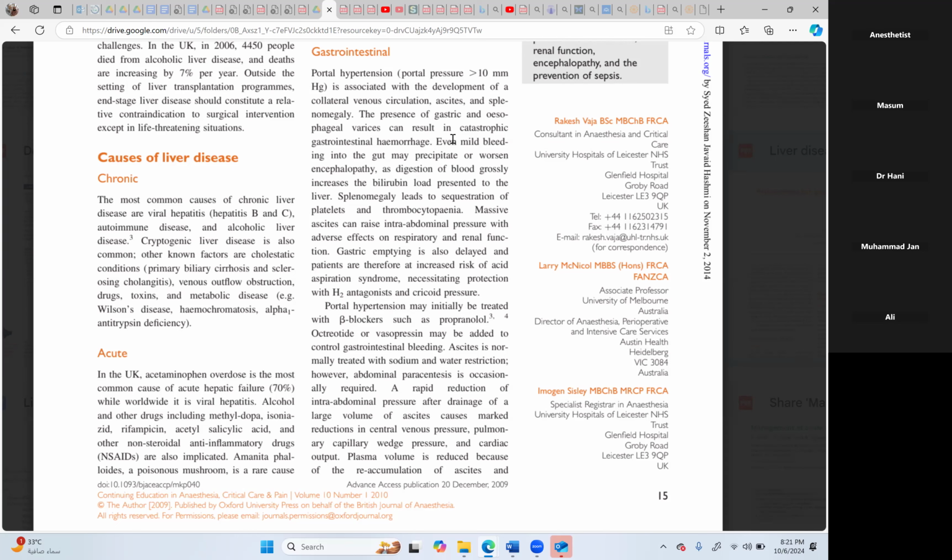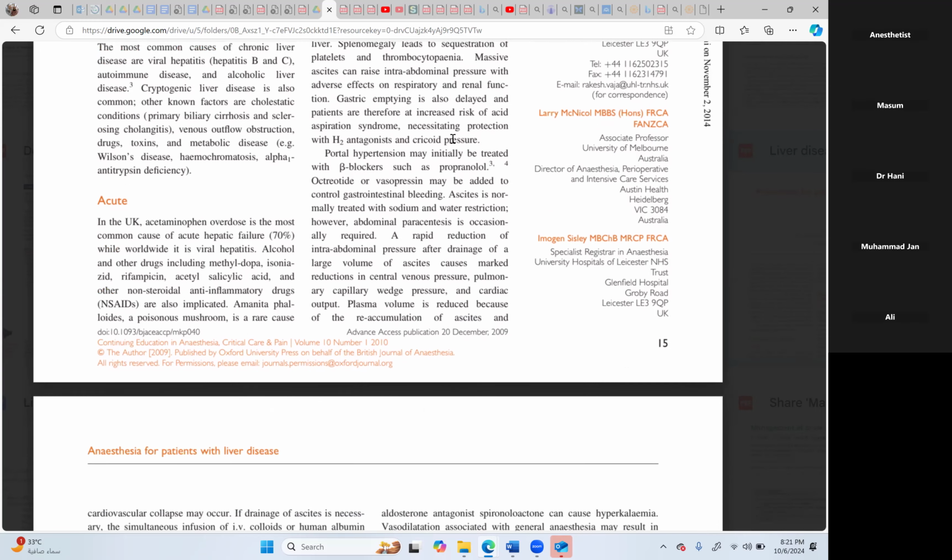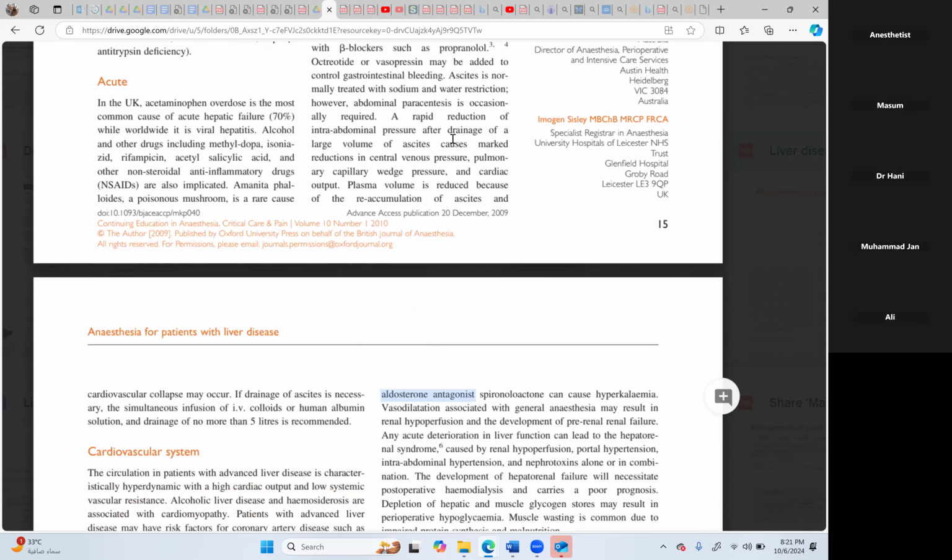You see, the rapid reduction of intra-abdominal pressure after drainage causes marked reduction in central venous pressure, pulmonary capillary wedge pressure, and cardiac output. Plasma volume is reduced because of reaccumulation of ascites, and cardiovascular collapse may happen. That's what I was telling you. Practically, whatever we discuss, we have to correlate with our anesthesia conduct. So if there is a liver problem, there will be two things, as I told you before: there are certain medications which affect the liver function, and there will be effects of hepatic dysfunction on our anesthesia medication.